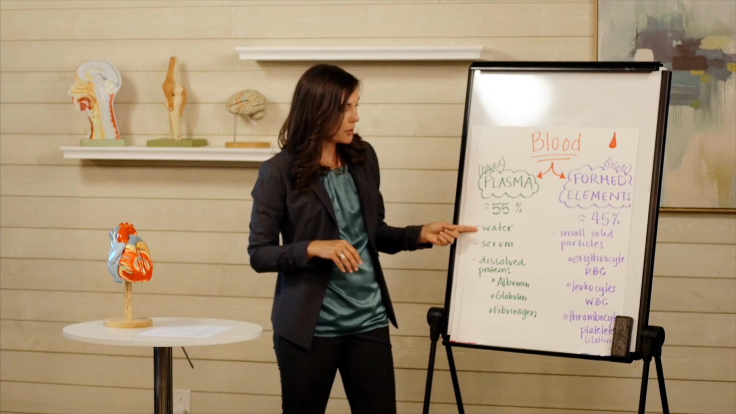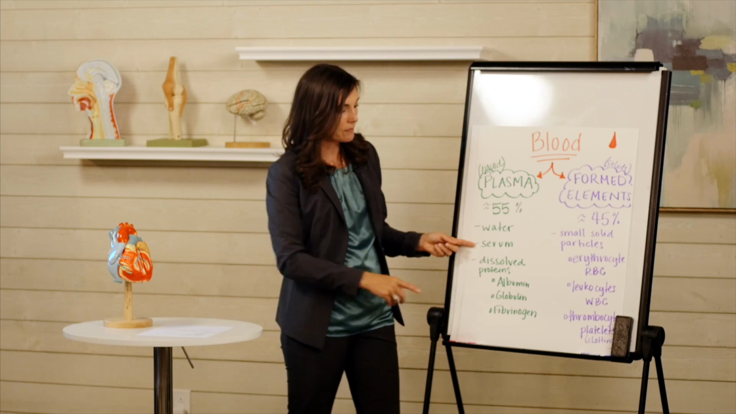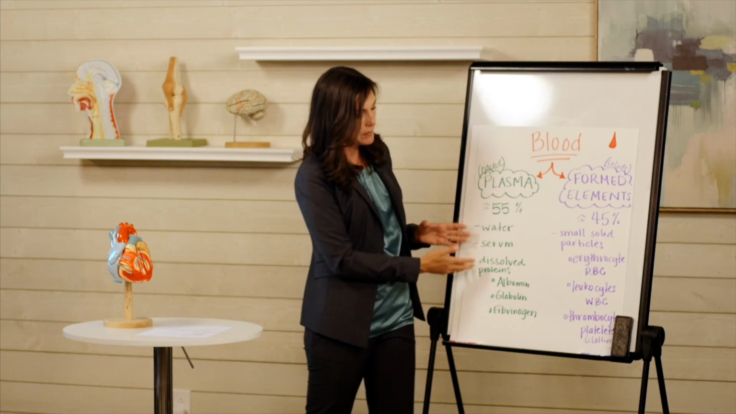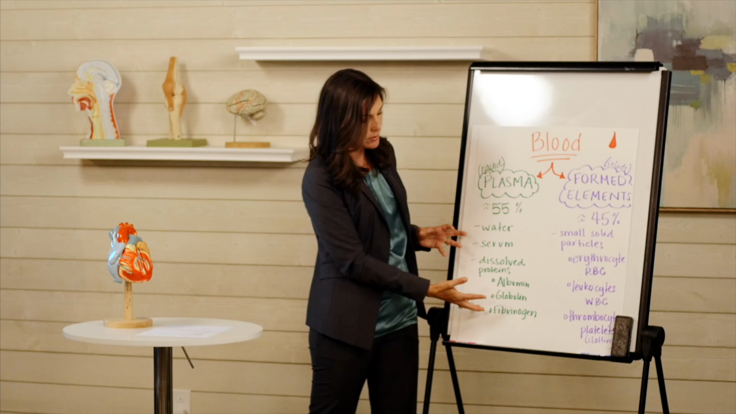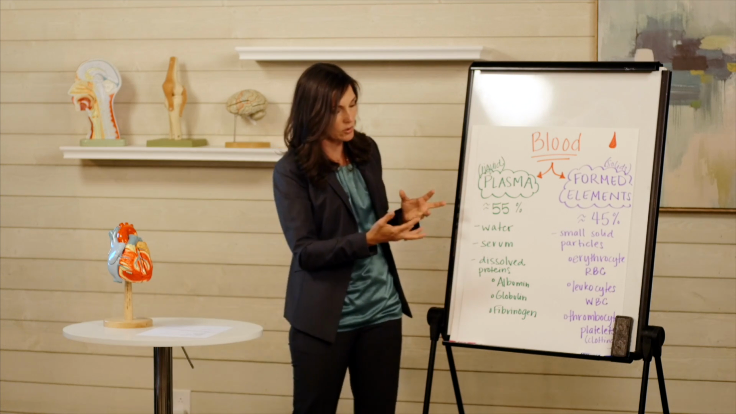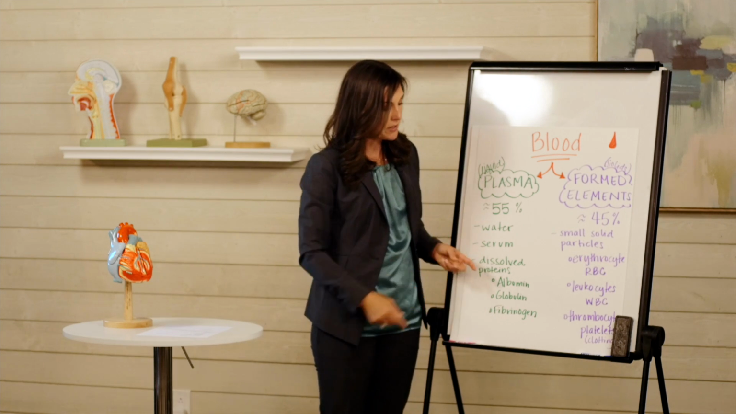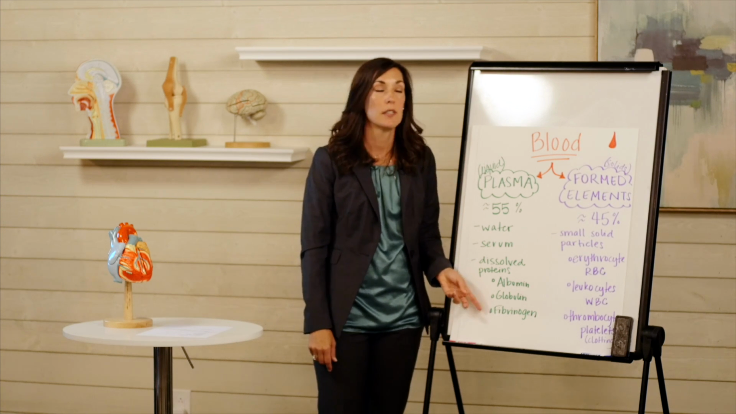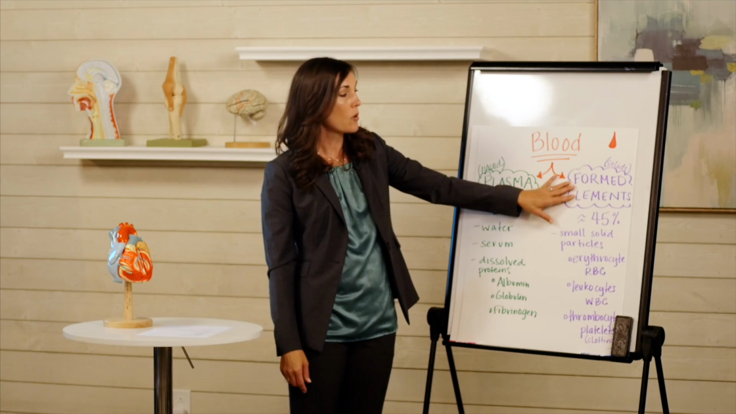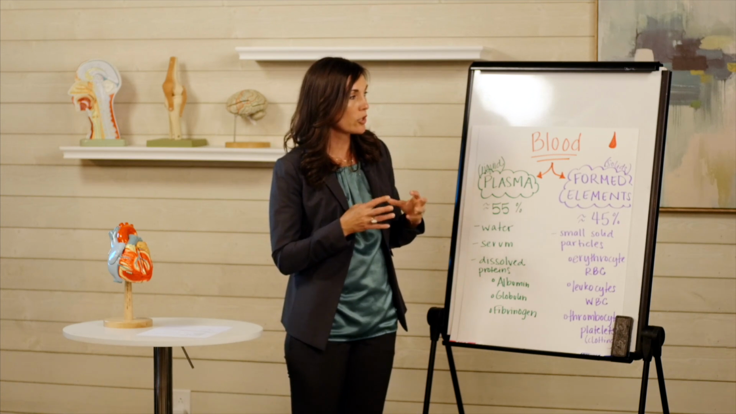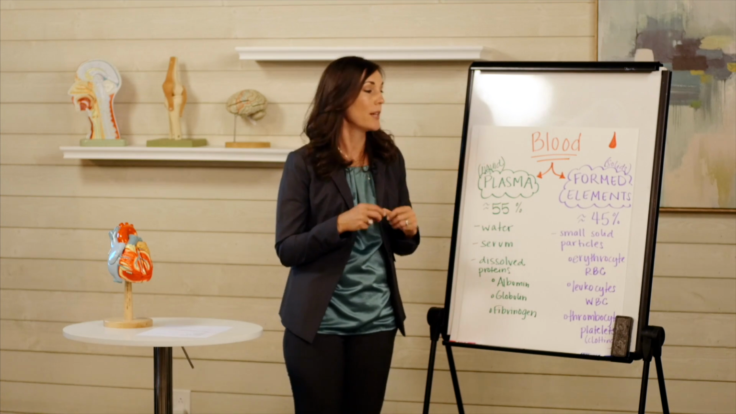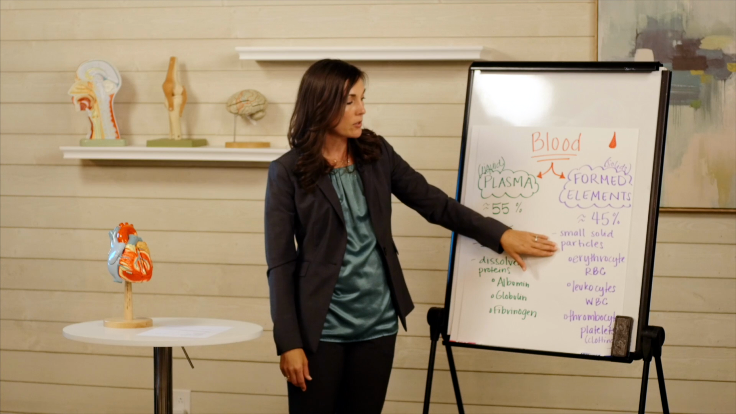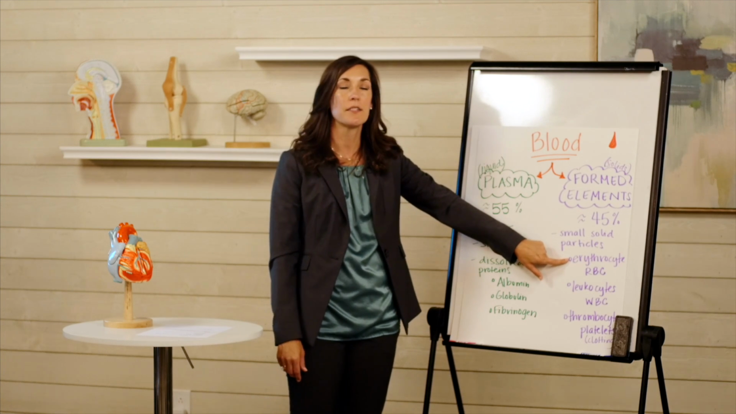Plasma consists of water, serum, dissolved proteins. So what happens is you have this water and you dissolve these proteins in it and create this kind of serous solution. Dissolved proteins that you'll find in there are albumin, globulin, and fibrinogen. With the formed elements, these are these major structures that aren't dissolved, but they're whole in the blood. You'll find small particles such as erythrocytes.